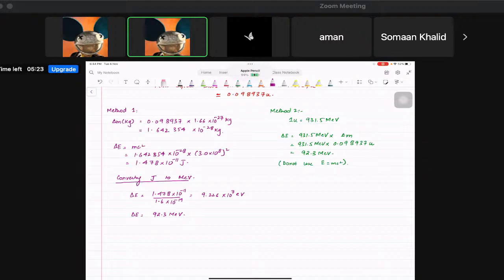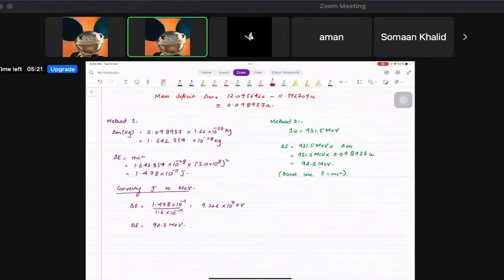So basically both of them give you the same answer, but at the end method one is a bit longer. It depends what kind of values they have given to you, so you have to follow and learn both of them.